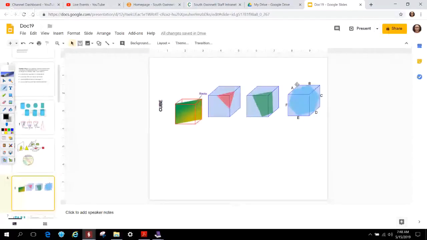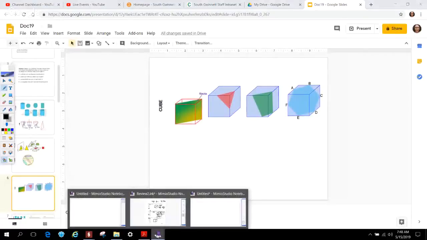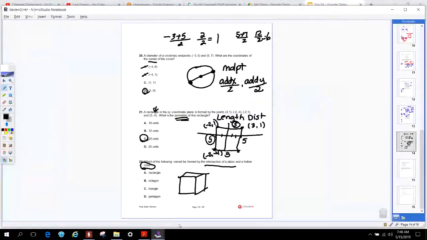What's the largest shape you can get in a cube? Okay, so which of the following cannot be formed? An octagon. An octagon cannot be formed from a cube.